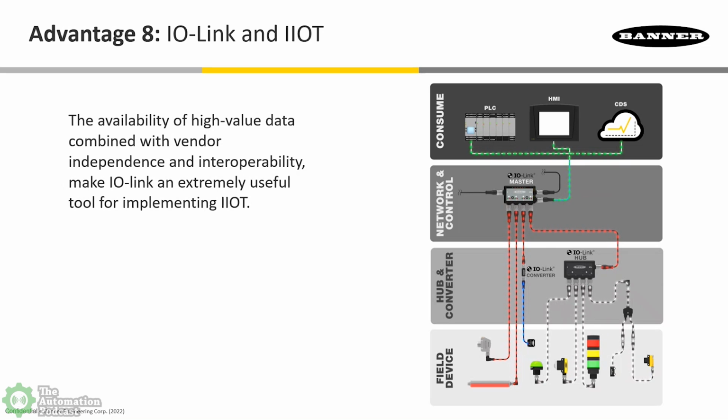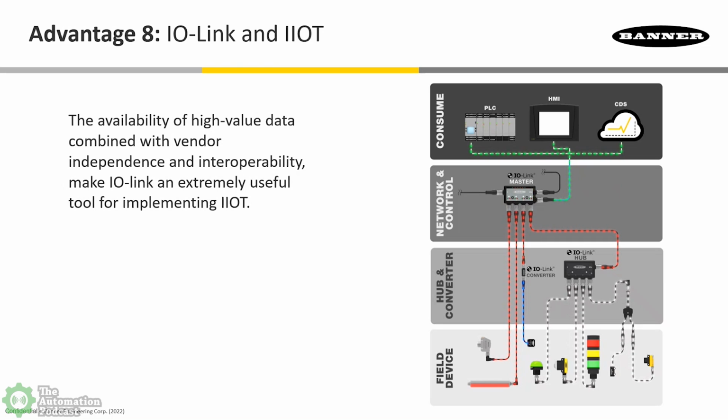And here's a slide that highlights some of Banner's IO-Link products. You've got the IO-Link master there on the network and control layer, and then we have some field devices below it. And what if you have a field device that's not an IO-Link device? Well, you could use one of our IO-Link converters that are about the size of a little AA battery and have the nice M12 connectivity. Or if you're using some discrete I/O and you want to convert that over to IO-Link, you could use some of our IO-Link hubs.